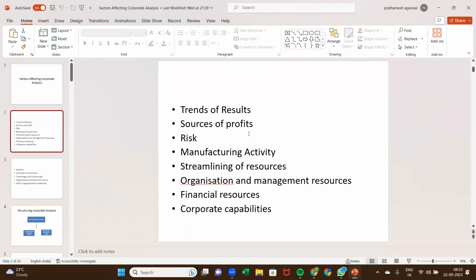Now, the next point is sources of profits. Once we analyze the internal environment, once we know the resources and the capabilities, then we can set our targets. We can know from which source an organization will get maximum profits in the future, or from which source currently the organization is gaining more profits. Now, these sources are based on market research, right? The marketeers will do a market research and they will tell us.